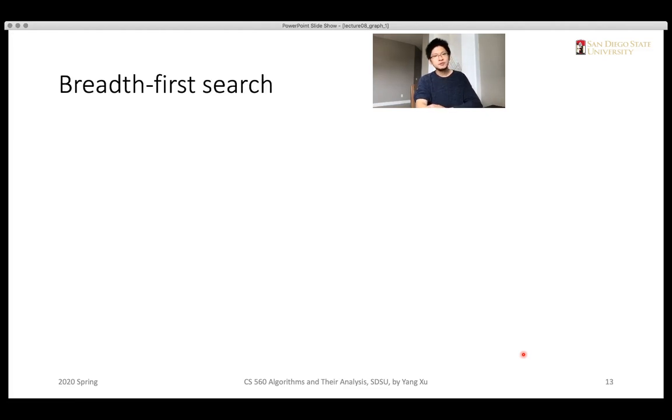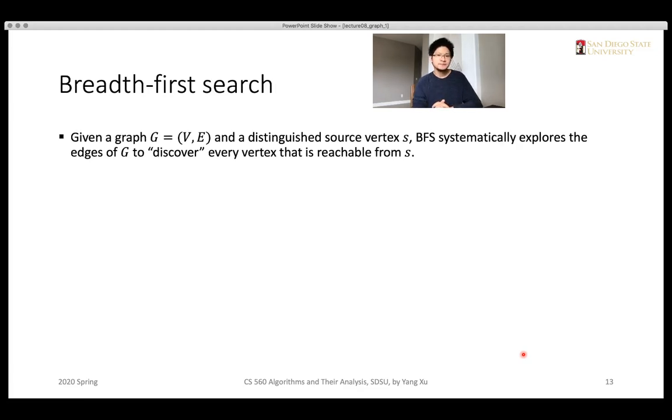So the first one is depth first, BFS. The problem is: given a graph G of V and E and some source vertex S. This S is where we start our search, so it is the starting point. BFS will explore the edges of G to discover every vertex that is reachable from S.